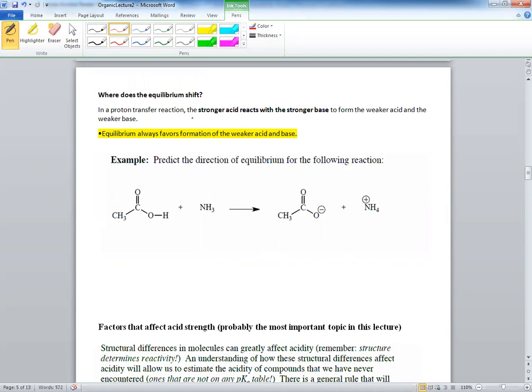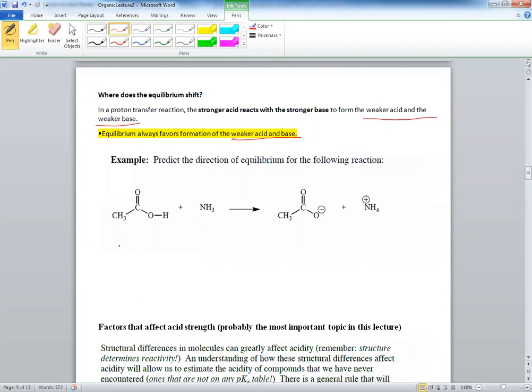In a proton transfer reaction, the stronger acid reacts with a stronger base to form the weaker acid and weaker base. So what is happening here? Equilibrium always favors the weaker acid and base. The weaker acid and base, I'll tell you from now, are the more stable ones. They're much more stable. Very well. So let's look at how we would do this.